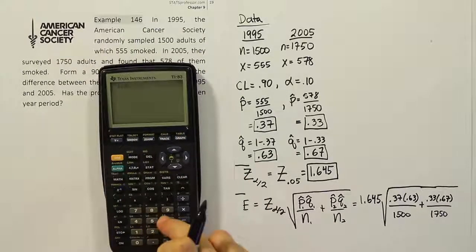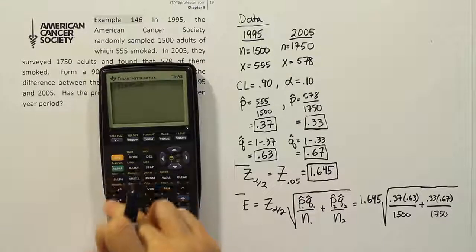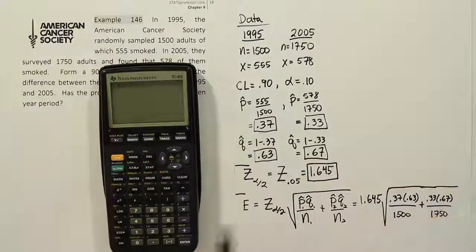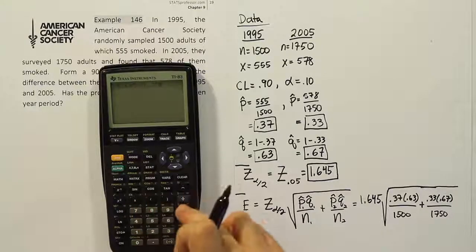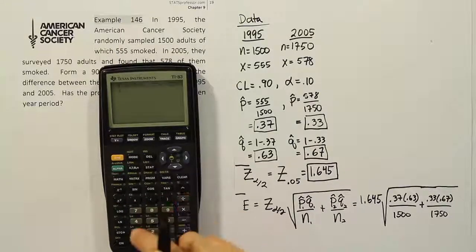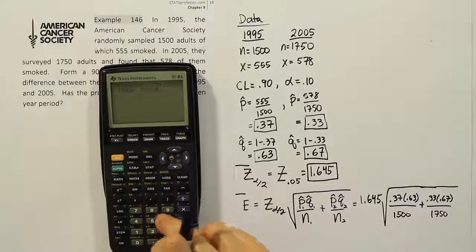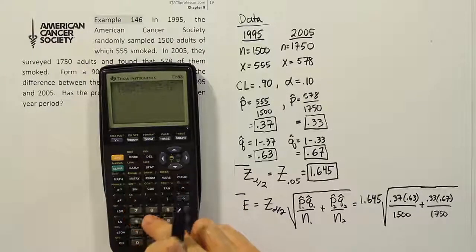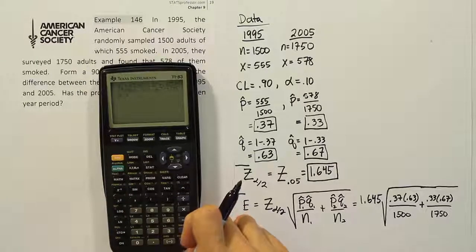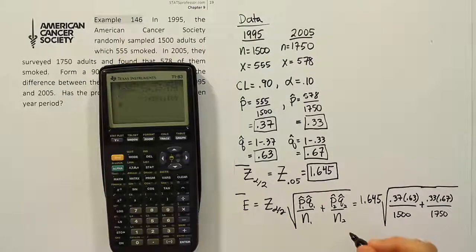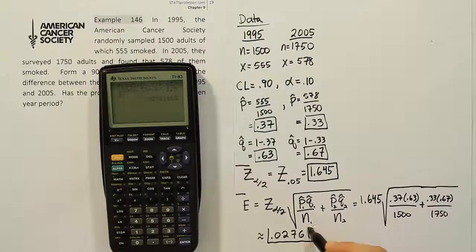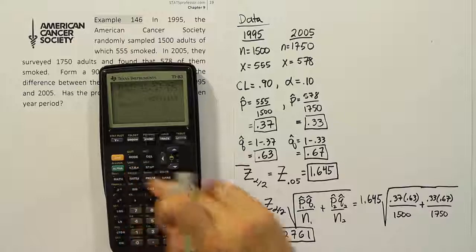So 1.645 times the square root of, and remember these fractions don't need any special parentheses, it's just 0.37 times 0.63 divided by 1500 plus 0.33 times 0.67 divided by 1750. Close up your parentheses when you're done, hit enter, and you get 2.7% approximately. So the error here is going to be approximately 0.02761, let's say. So just round it off a little bit. That's your error. I'm just going to store mine in the calculator for use later.